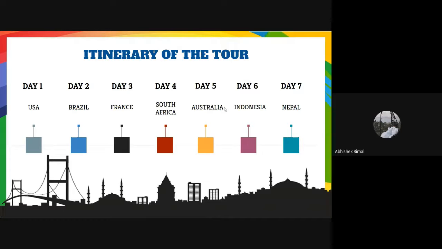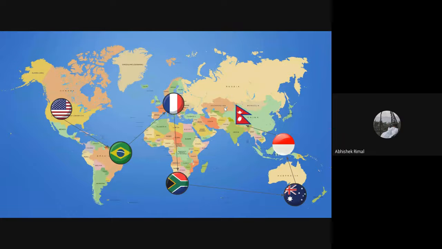As you can see from the slide, we start our day from USA and finally end our day in Nepal. We'll be exploring a lot of places and a lot of cities as well. This is a quick overview of how we'll be conducting this whole virtual tour. We start from USA and then move to Brazil, then France, then South Africa, then Australia, and then Indonesia. Finally, we end our tour in Nepal, our home country.